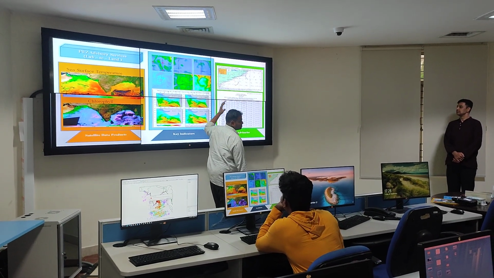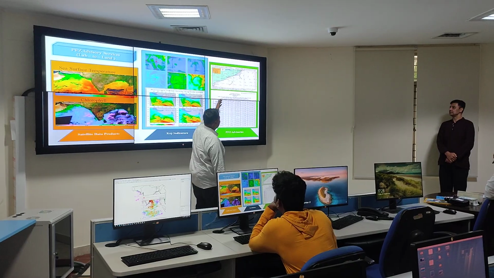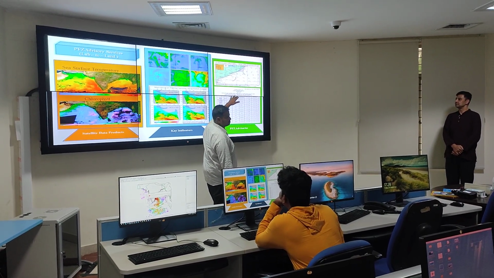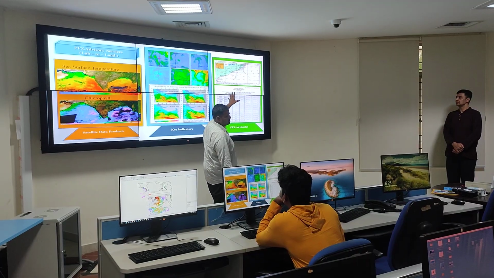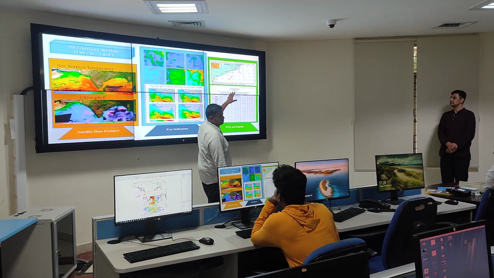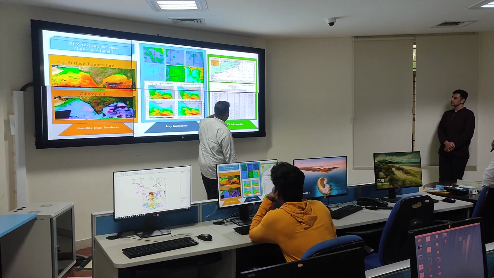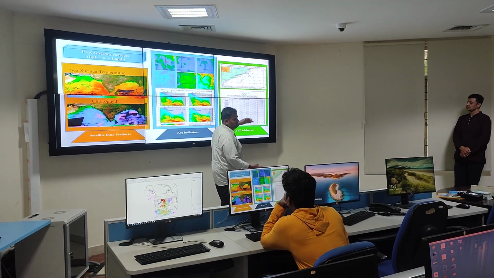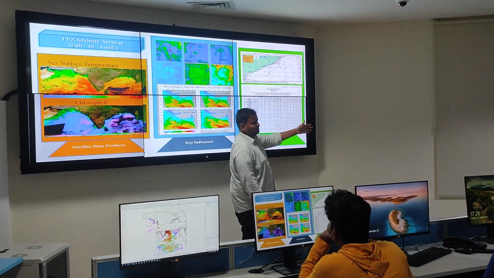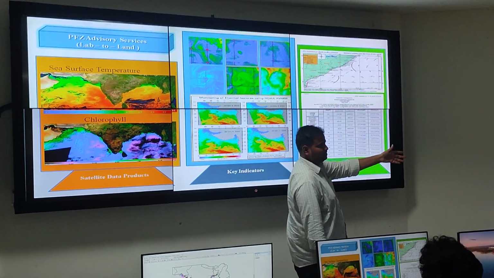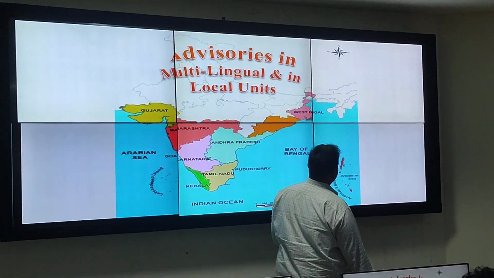So daily we receive this data, process it, and demarcate these PFZ zones. We convert that information because lay fishermen can't understand that map, the lines and zones we are demarcating there. So we convert it into tables, giving the direction of the PFZ zone from the landing center and the distance from my landing center to the PFZ zone. This is the table you can see here.